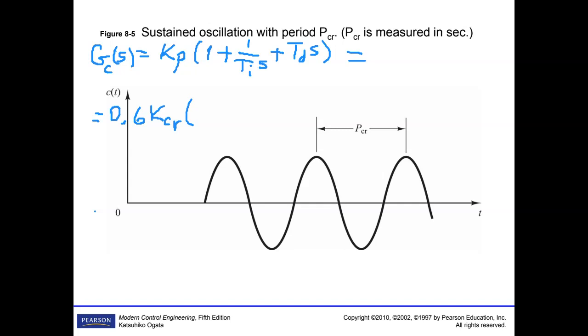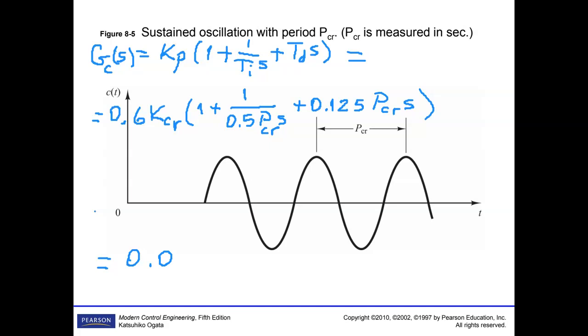1 plus 1 over 0.5 Pcr s plus 0.125 Pcr s, or 0.075 Kcr times Pcr times (s plus 4 over Pcr) square over s.